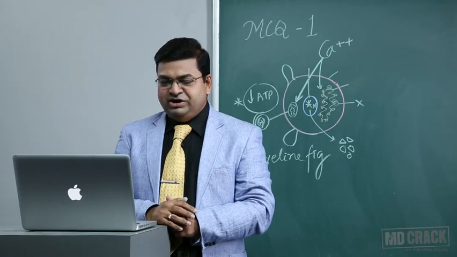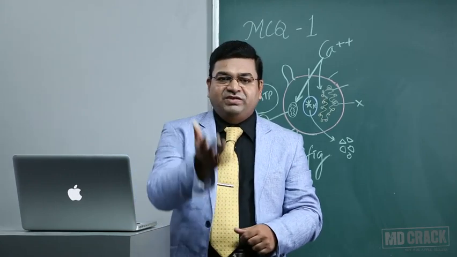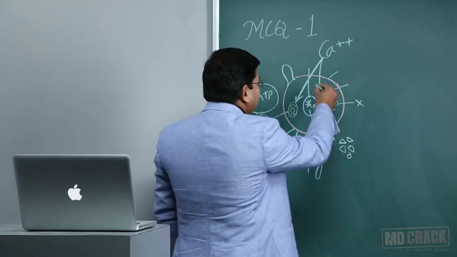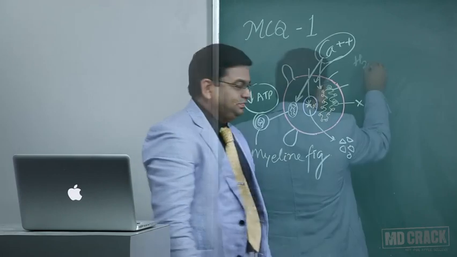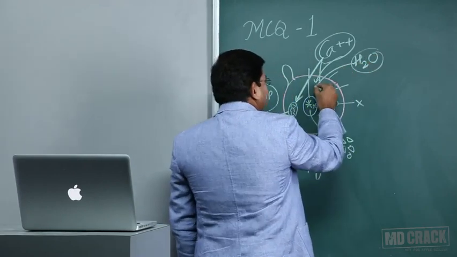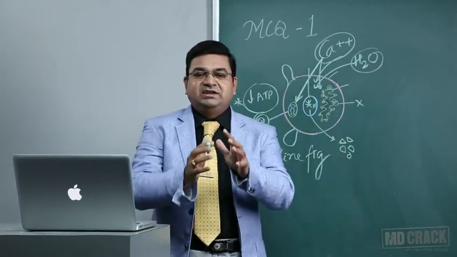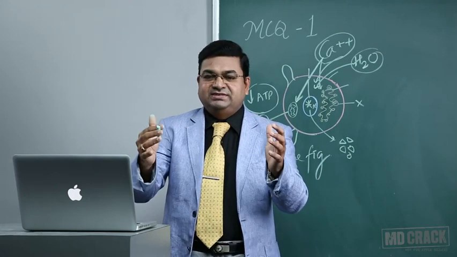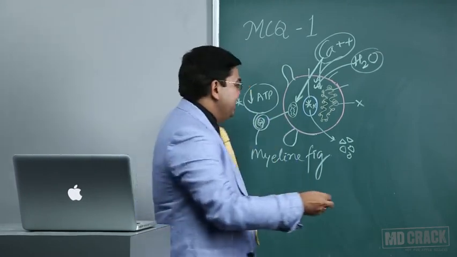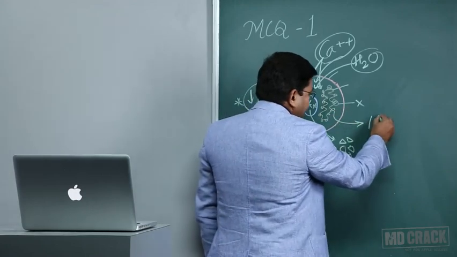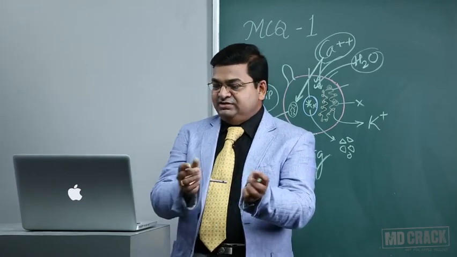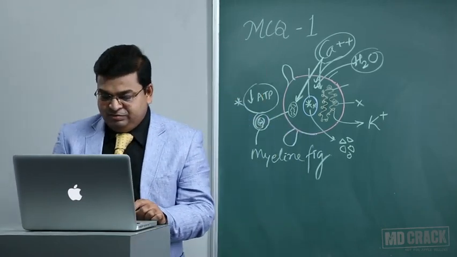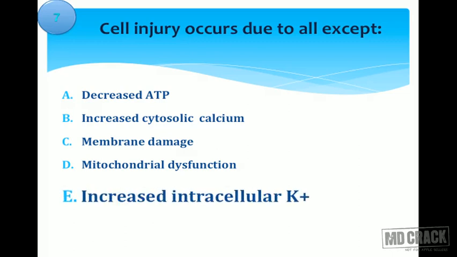Increased intracellular potassium? No, potassium goes out of the cell. So what ions will enter into the cell? Calcium enters into the cell, and along with the calcium, water molecules will enter into the cell. That's why the cells will keep on swelling, so the cell size increases. But the important ion that goes out is potassium. Potassium goes out of a cell. The answer should be increased intracellular potassium, since there will actually be a decrease. Right? So the answer is E.